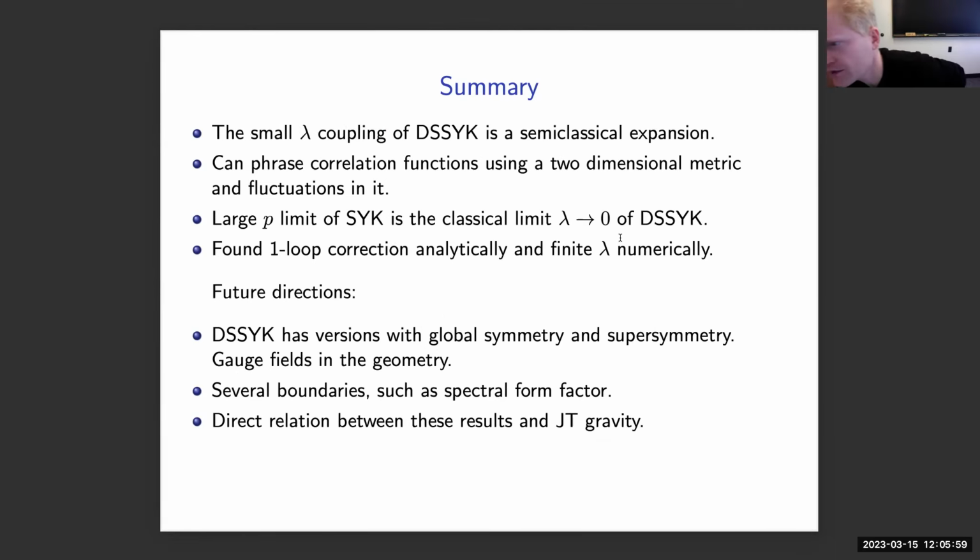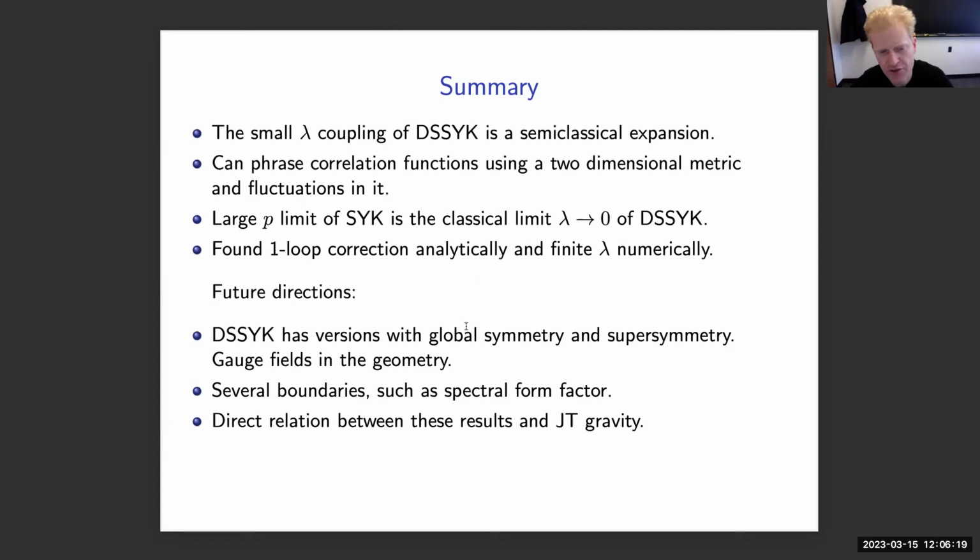So it's interesting to understand better what happens at finite lambda, because it was more of a formal definition, but it looked like it works quite nicely, at least in these numerical plots that I showed. And we found it useful to phrase it in terms of this metric in kinematic space that we discussed.